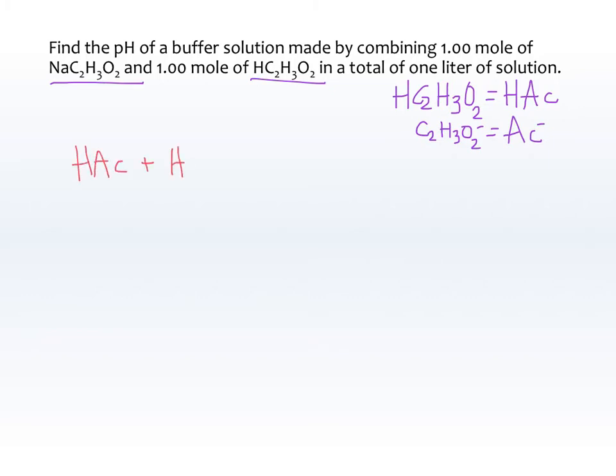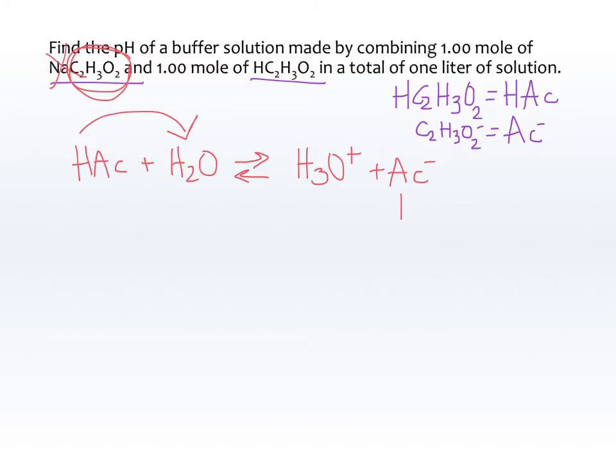Acetic acid plus water will make H3O plus, because the hydrogen is going to go to the water, and Ac minus, or the acetate ion. Notice that we ignored the Na because the Na is a spectator ion. If we have 1 mole in a liter of the acetate ion and 1 mole in a liter of the sodium acetate, we're looking for the pH. This becomes just like the problem we were working on earlier.